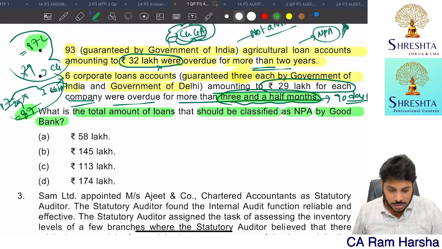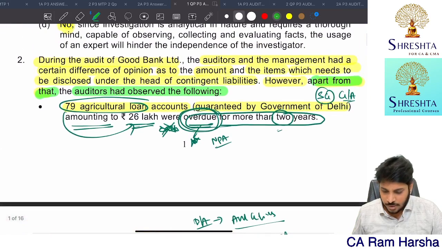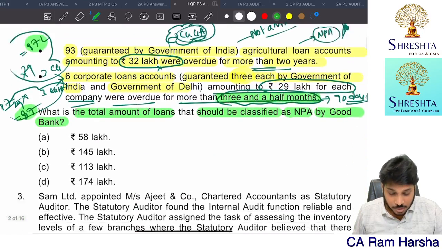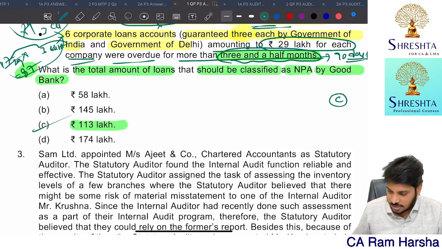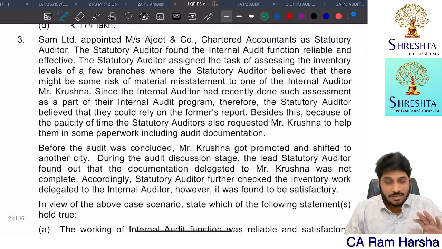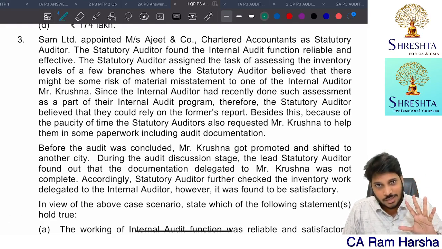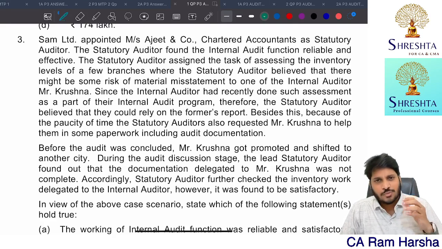So in the third point, corporate loans 87. This 32 lakhs is not an NPA. Whereas here, guaranteed by government of Delhi, 26 lakhs. Totally 113. The answer is C, straight away. It's very simple, C. Since I am explaining, it is taking time. Otherwise, hardly 1.5 to 2 minutes. You can spend 1.5 minutes on this question and finish it off.